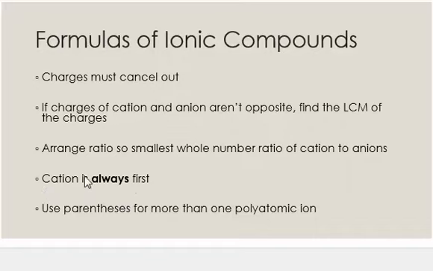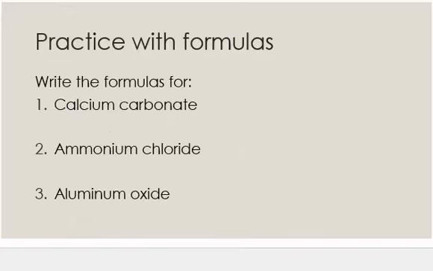The cation is always written first, and if more than one polyatomic ion is required in a formula, then the polyatomic ion is placed in parentheses. Let's look at some examples.